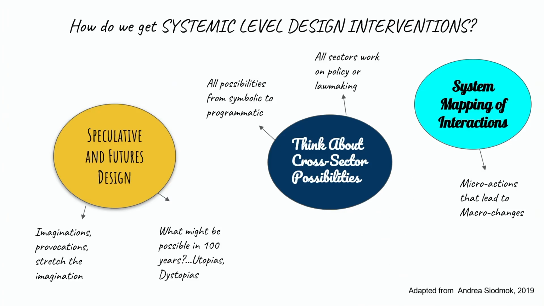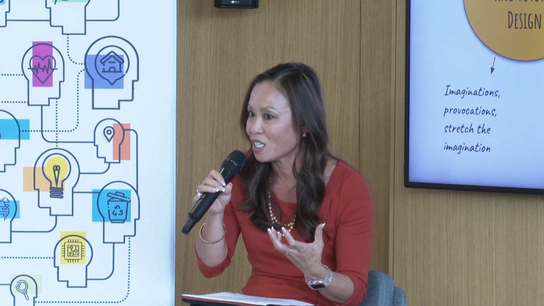But I want to get to the next slide because the students haven't seen this yet. How do we actually get systemic level design interventions, right? And this is where design thinking and design comes into play, is that we can think about different alternative futures, speculative futures, right? We've talked about this already. We can be provocative, imaginative. We should also be thinking about cross-sector possibilities, that the people here that you see actually represent a number of different sectors. How can we work together really to think about all the possibilities, whether they be symbolic or programmatic, that we can change? How can we work together to change policy and lawmaking? And then the whole prototyping comes in, right? How can we make micro changes that actually are effective, that then can have macro changes?